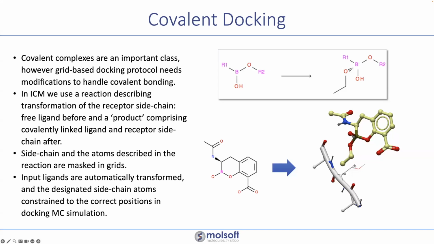So the input ligands are automatically transformed, and the designated side chain atoms are constrained to the correct position in docking during the simulation. And you can use multiple reactions if you've got different chemistry in the ligands you're trying to dock.